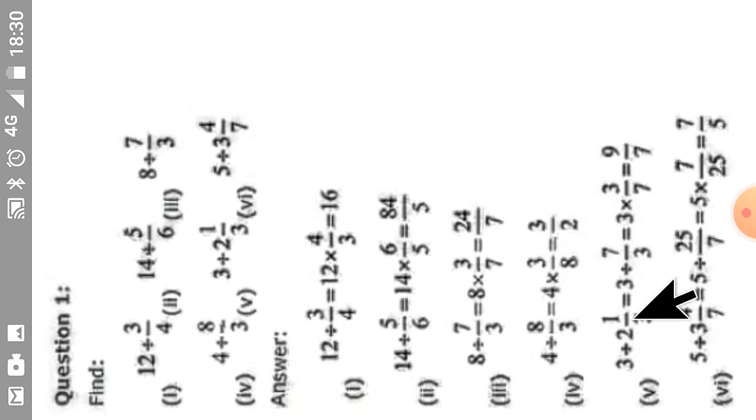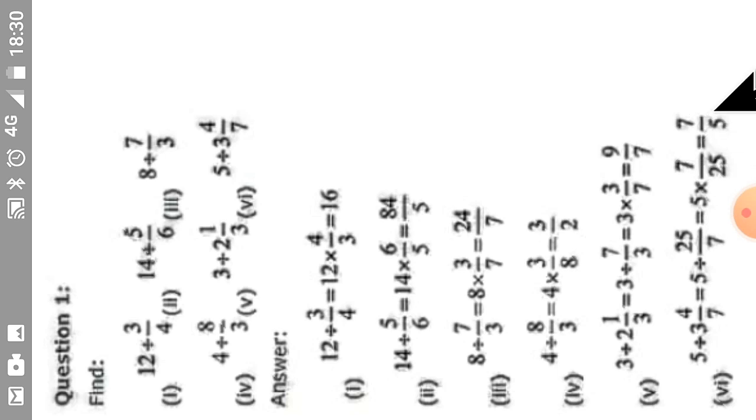3 divided by 2 integer 1/3 equal to 3 divided by, what it will be, 3 2s are 6 plus 1, 7/3 equal to, divide will become multiply and this will get reversed. So 3 into 3/7 equal to 3 3s are 9, so 9/7. Now 5 divided by 3 integer 4/7 equal to 5 divided by, this we have to open, 7 3s are 21, 22, 23, 24, 25. So 25/7 equal to 5 into 7/25 equal to, see here, 5 1s are 5, 5 5s are 25. So 7/5.